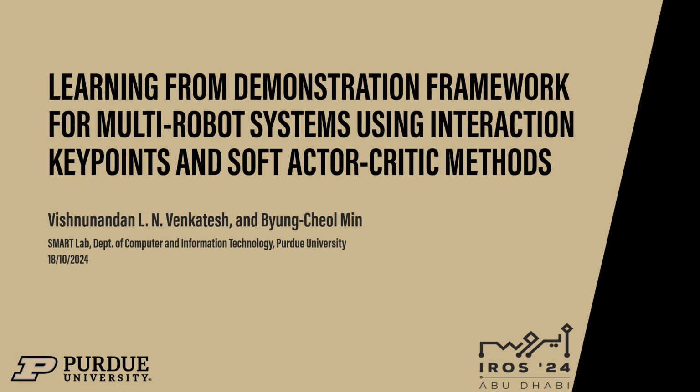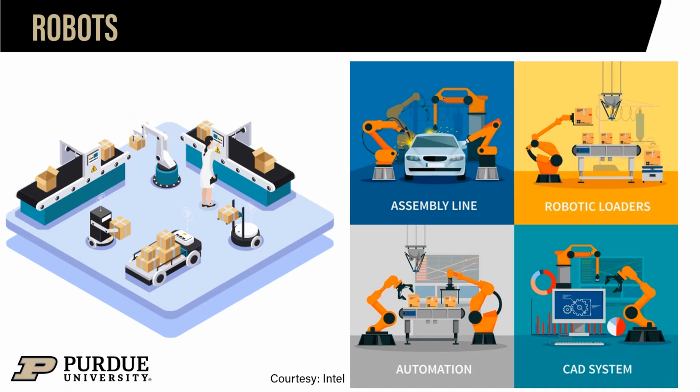In this work, we present a learning from demonstration framework for multi-robot systems using interaction keypoints and soft actor-critic methods. Robots and multi-robot systems are being widely used today across various applications, both in industry and household domains.